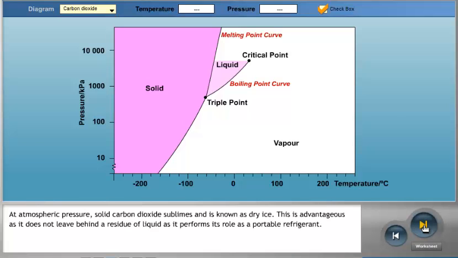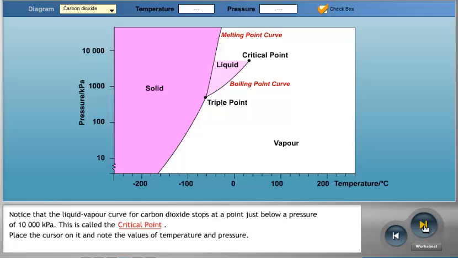At atmospheric pressure, solid carbon dioxide sublimes and is known as dry ice. This is advantageous as it does not leave behind a residue of liquid as it performs its role as a portable refrigerant.